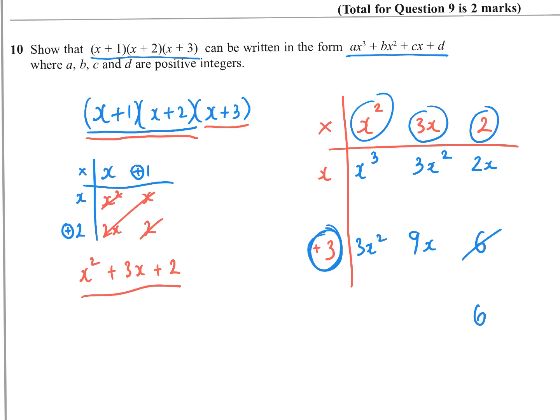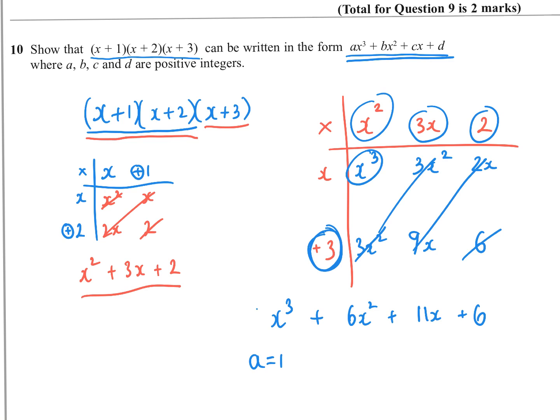Well, we've got 6 here, which is positive. 9x and 2x is 11x. 3x squared and 3x squared more makes 6x squared. And then we've got x cubed. So this is indeed the form ax cubed plus bx squared plus cx plus d, where a is 1 in this case, b is 6, c is 11, and d is 6.